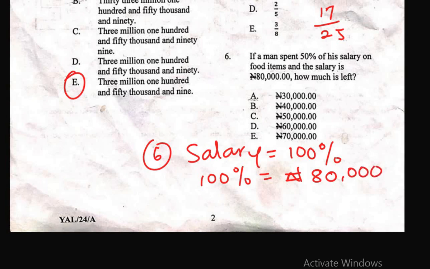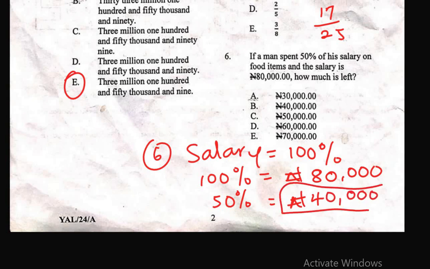So this man spent 50%, which is half of 100. Half of 100 will also be half of 80. So he spent half of 80, that's 40,000. You'll be left with 80 minus 40, 40,000. He just spent half of the money, so you'll be left with half as well, which is 40,000.